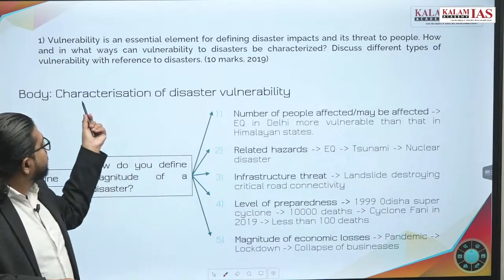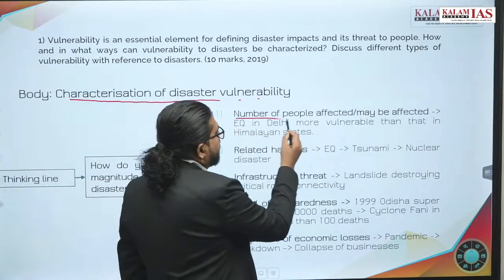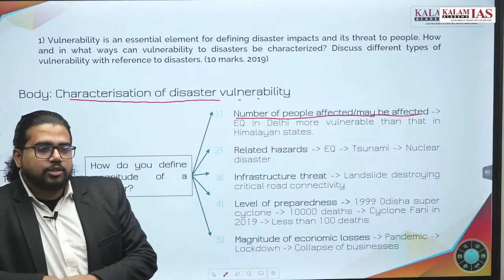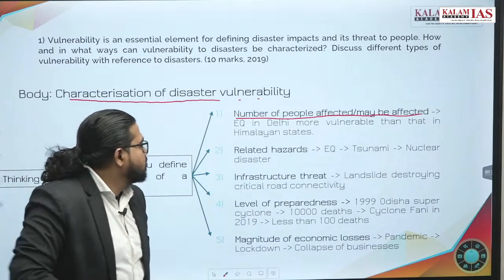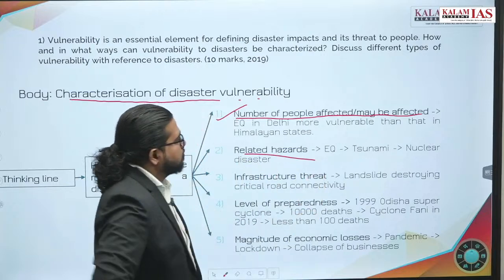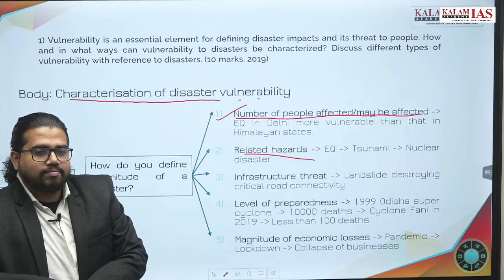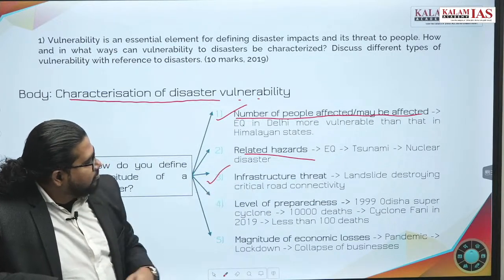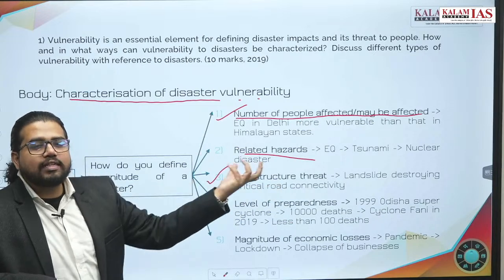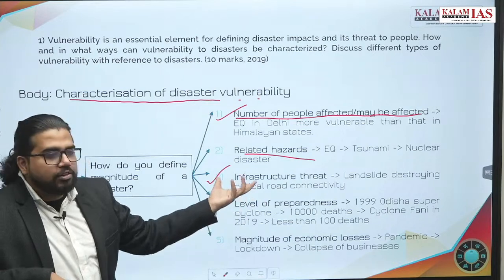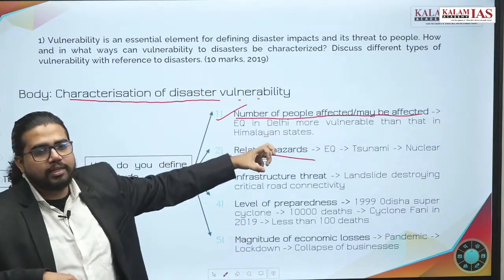So the first part of the question, characterization of disaster vulnerability. Same as what we have discussed now. Number of people affected or potentially affected. An earthquake in Delhi can affect a huge number of people compared to an earthquake in remote states. Related hazards: Fukushima, which started from an earthquake, then led to a tsunami, then to a nuclear hazard. Infrastructure threat: how much road is destroyed, railways destroyed. All these show the intensity of whatever happened. If a 10-point earthquake happened and no tsunami, nothing else, then it's still fine. Only when these elements are added does it become a very big hazard.